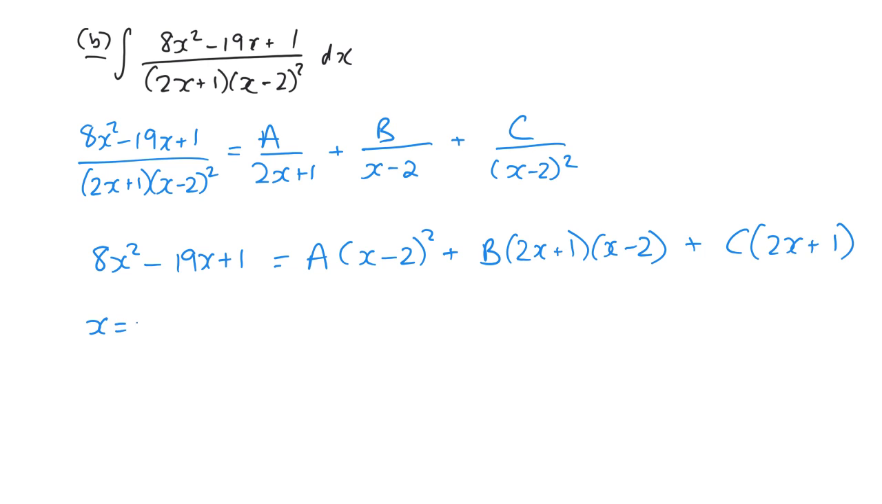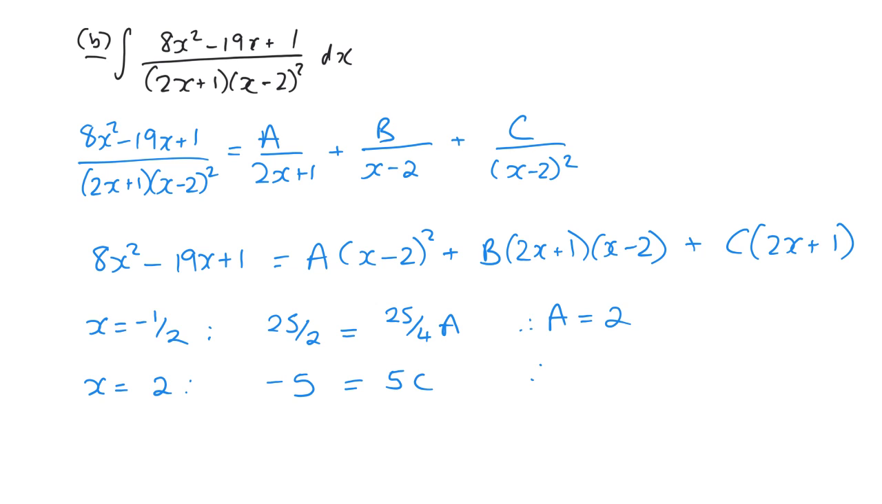So let x equal minus a half, and I get 25 over 2 on the left hand side equals 25 over 4 a. The b and the c would disappear, and we get then that a is 2. Let x equal 2 then, and we'll get minus 5 on the left hand side. On the right hand side, the a and the b will disappear, and I'll have 5c. So c is minus 1.